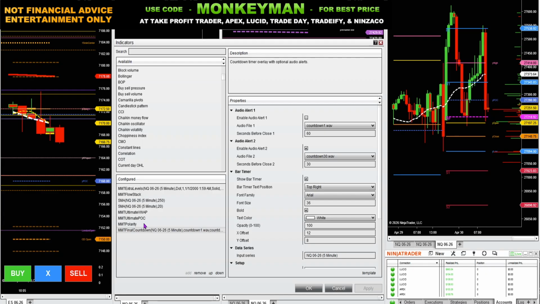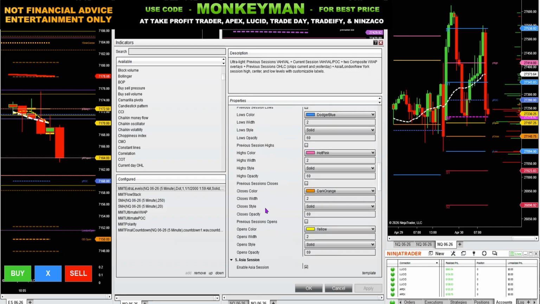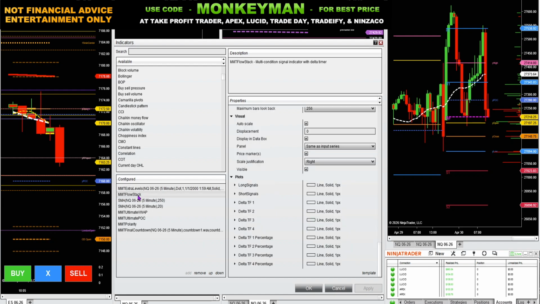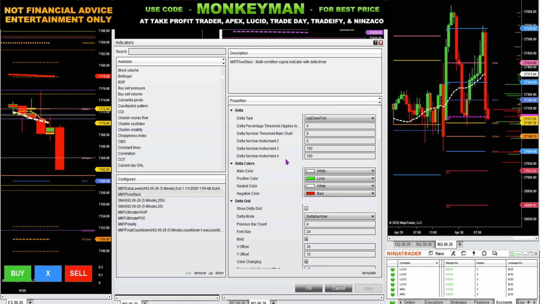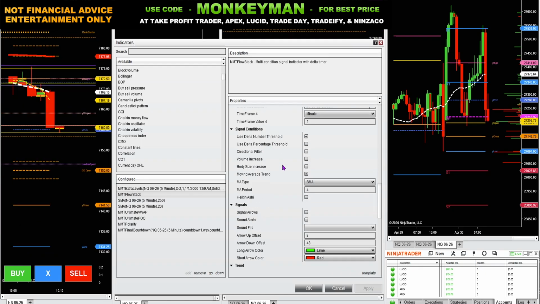I've also got the polarity on the chart with the same settings as the 1 minute. I've got the ultimate POC, ultimate VWAP, 20-period SMA, 250-period SMA. I've got the new extra levels indicator, default settings. There's also some options to show many other different extra levels that I am not utilizing from this indicator. Then I've got the flow stack on the chart. Same settings as the 1 minute, except for the instrument 2, I'm using the 5 minute ES. But same settings for the signal conditions.